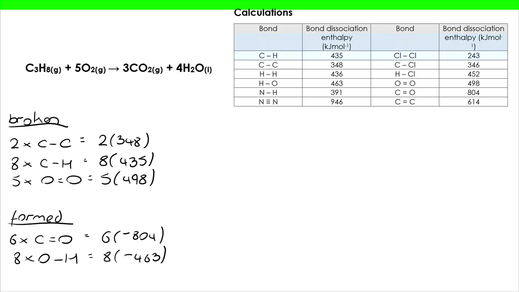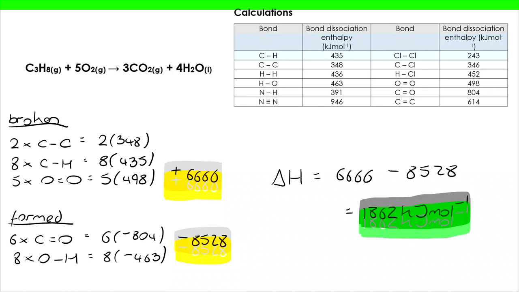Let's put all of the figures in. And then from there, let's work out my total energy for bonds broken, which is plus 6666. And my total energy released for bonds formed is negative 8528. Now, if I add those two numbers together, I get 1862. But because the overall change is negative, it's negative 1862. And that sign could make a difference of 1 or 2 marks within the calculation.